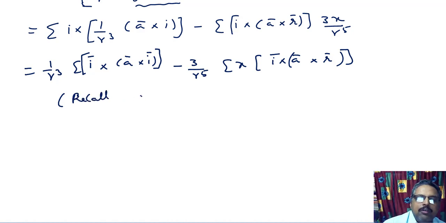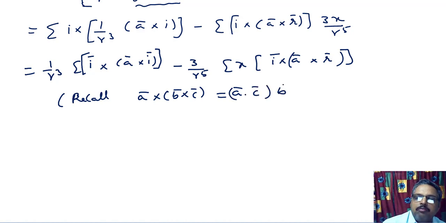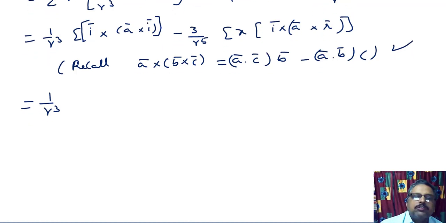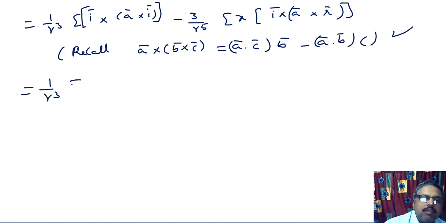the formula: a bar cross b bar cross c bar equals a bar dot c bar into b bar minus a bar dot b bar into c bar. Now we recall this formula. Using this formula, this is a, this is b, this is c. This is a, this is b, this is c. Then what happens? 1 by r cube into sigma i dot i into a minus i dot a bar into i.